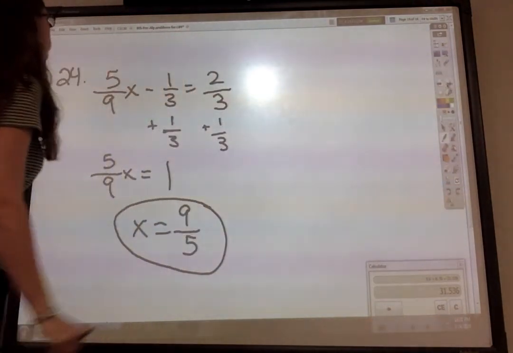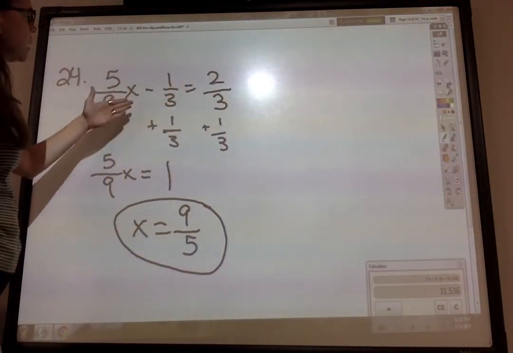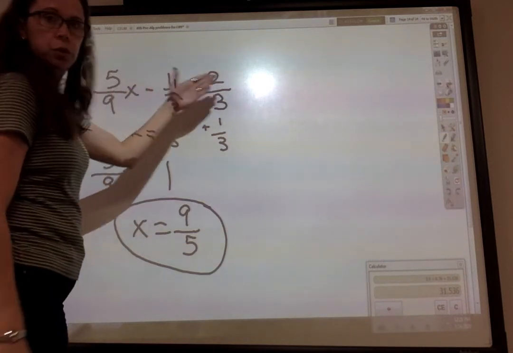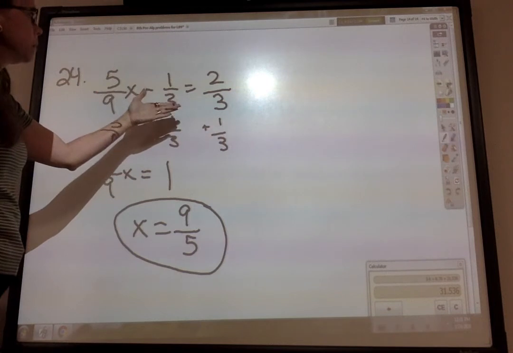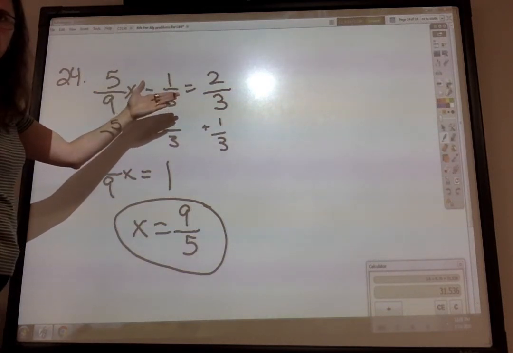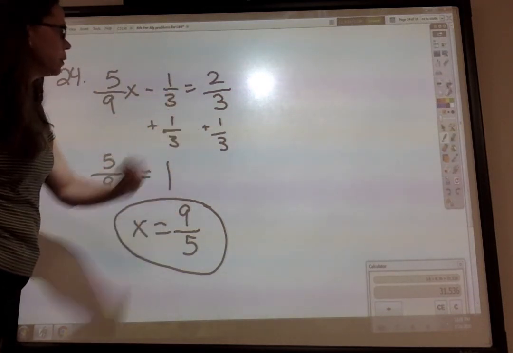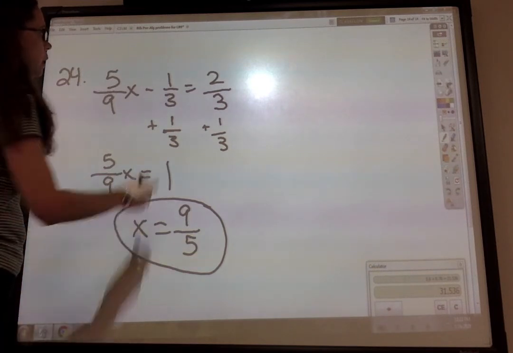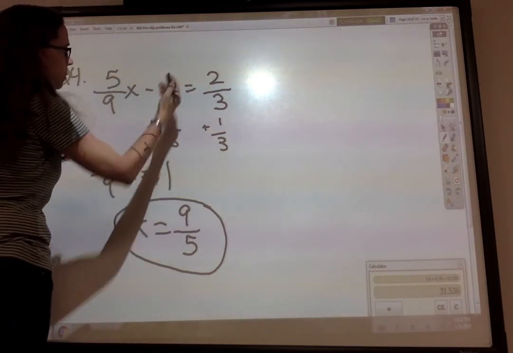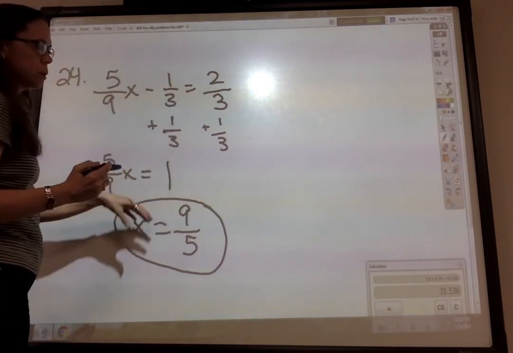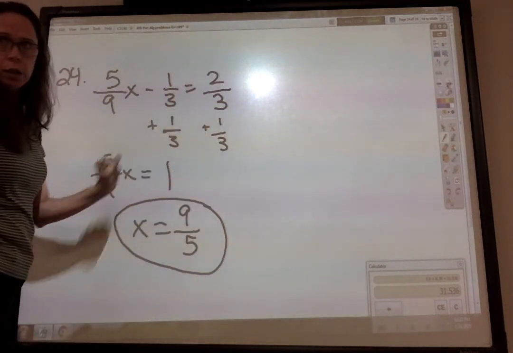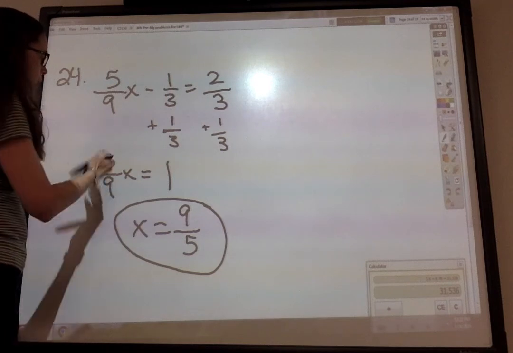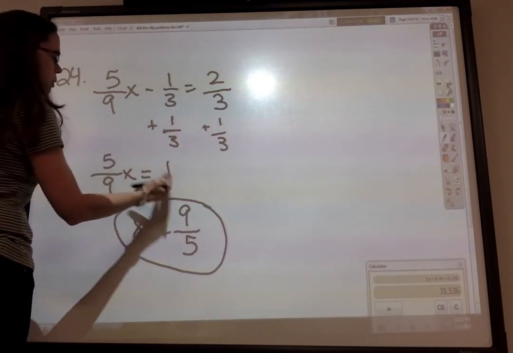Okay, last one. 5/9 x minus 1/3 equals 2/3. What's happening to the term with the x is being subtracted by 1/3. So how do I undo that? I'm going to add 1/3 to both sides. If I add 1/3 here, negative 1/3, positive 1/3, these are gone. 2/3 plus 1/3 gives me 3/3, which is the same thing as 1. So I have 5/9 x equals 1.